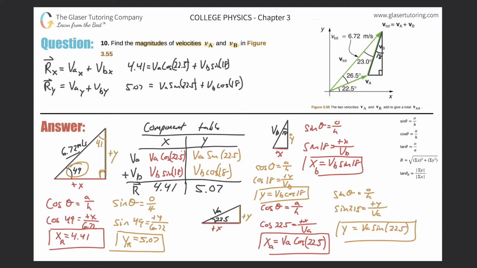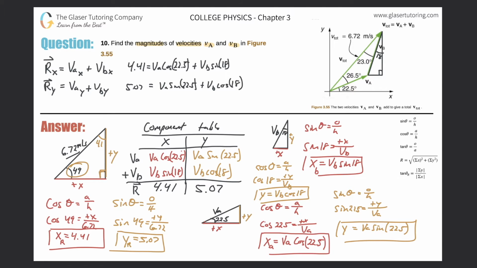I'm running out of space a little bit, so why don't we take this equation and solve it for, I don't know, VA? Remember, you'd have to subtract this side over and then divide the whole thing by cosine of 22.5. Okay? So let me write the result here.